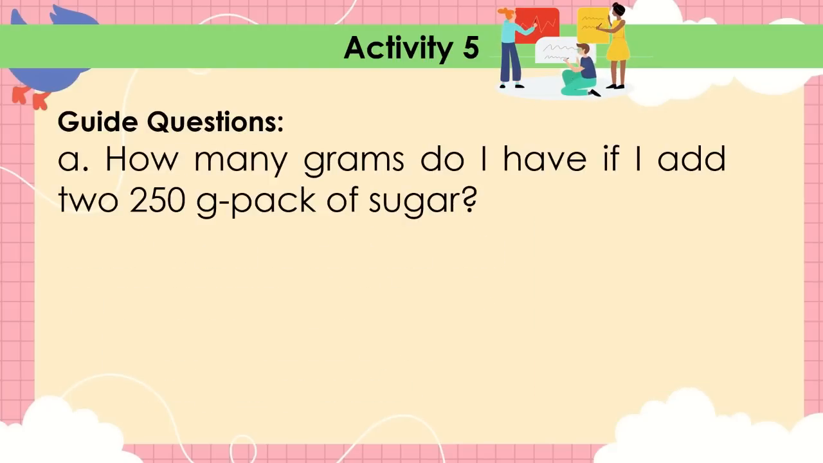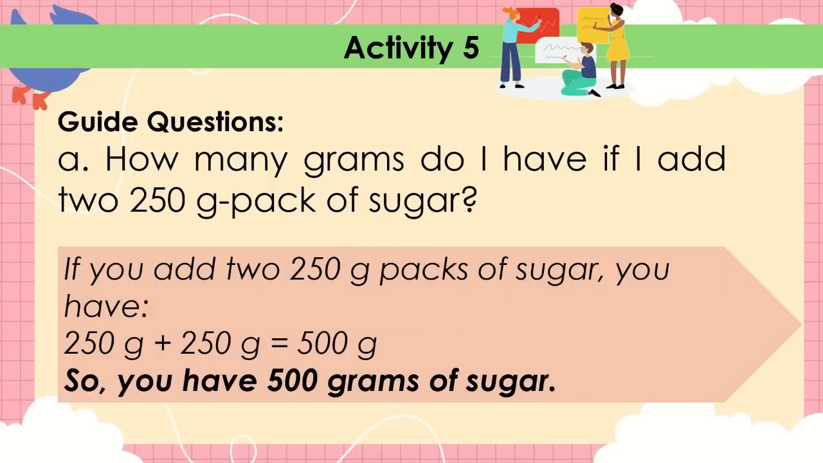For the guide question, how many grams do I have if I add 250 gram pack of sugar? You're right. If you add 250 gram packs of sugar, you have 250 gram plus 250 gram equals 500 gram. So you have 500 grams of sugar.